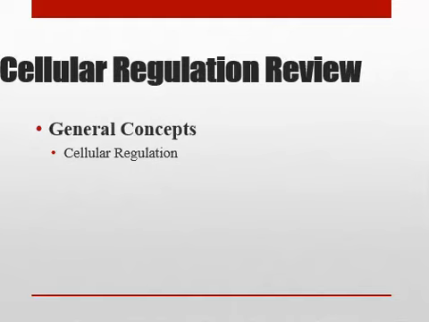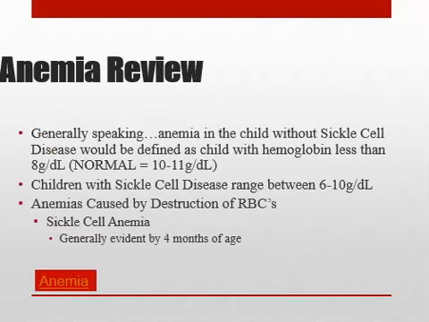And we are talking about the child with altered cardiovascular and hematologic status. We're going to talk about the concept of cellular regulation. We first need to discuss anemia. As you can see here, normal anemia is defined with hemoglobin less than 8.